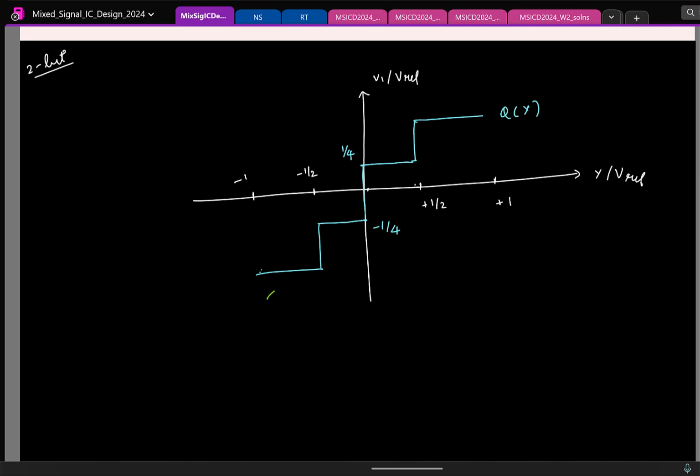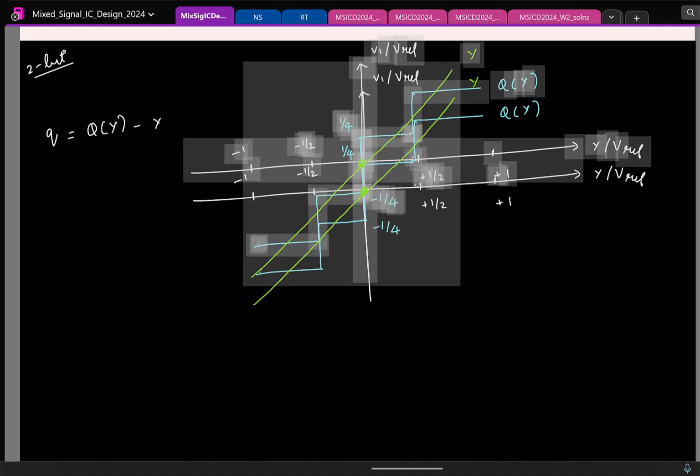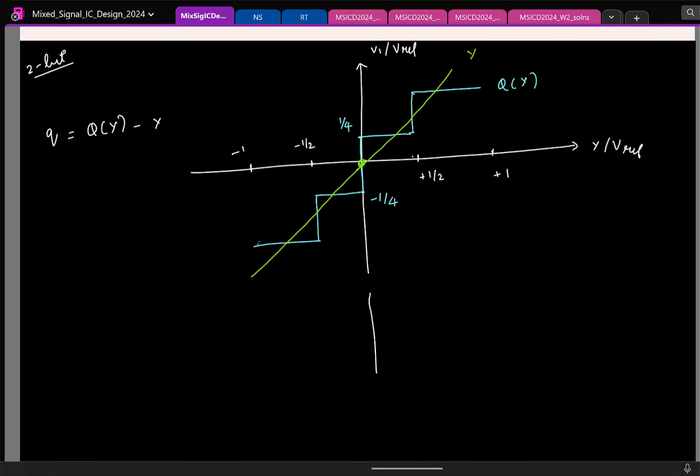And let me also draw the y equal to x line. Let's say something like this. Okay. So this is basically the input, and this is the quantized output. Let me also try to sketch the quantization noise. Quantization noise is the output minus input. So again, I'll try to draw it on the same scale.